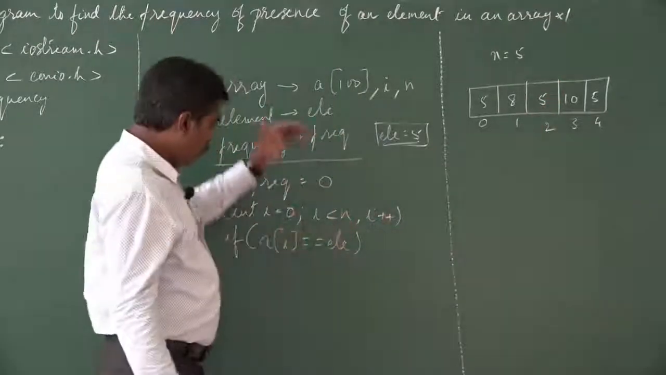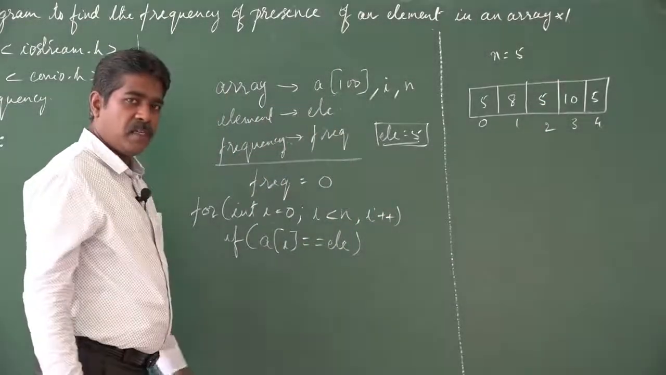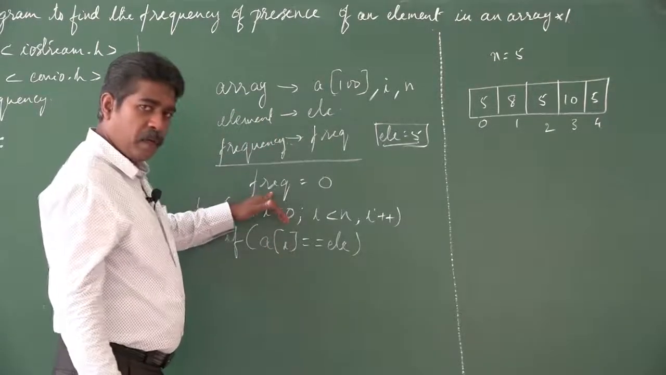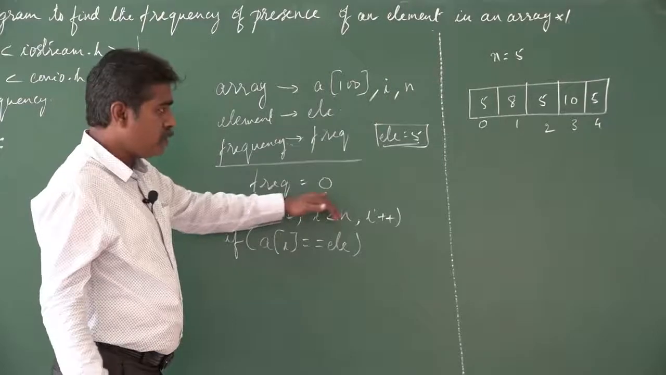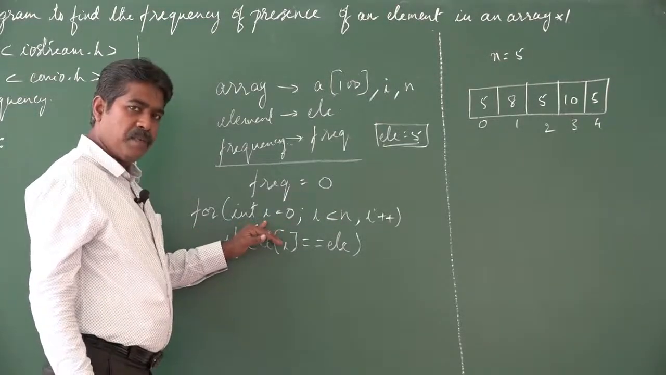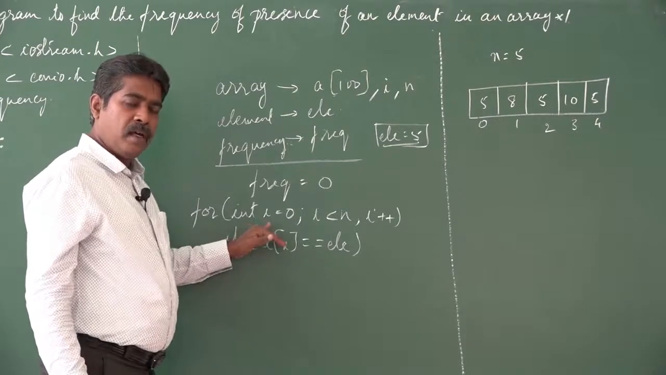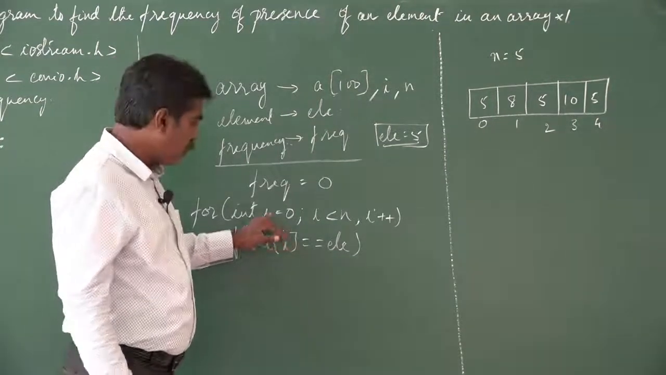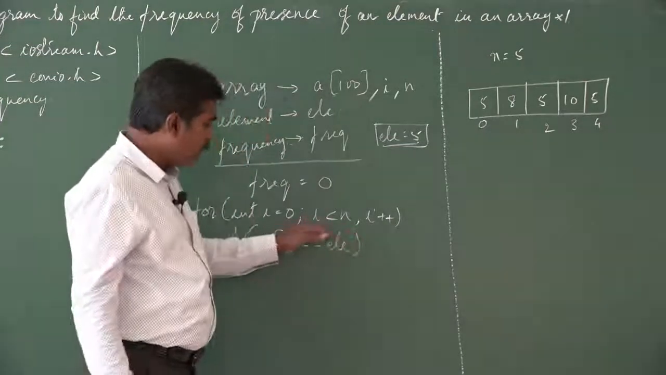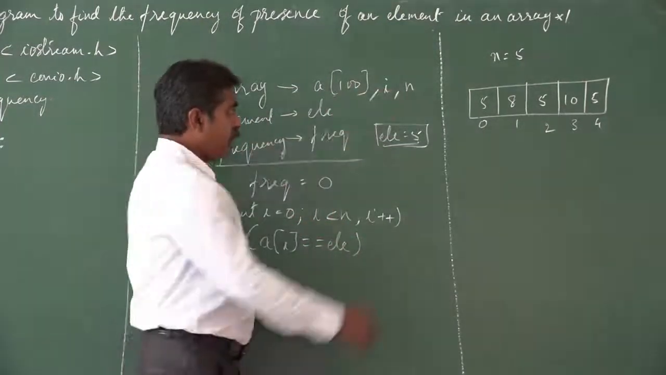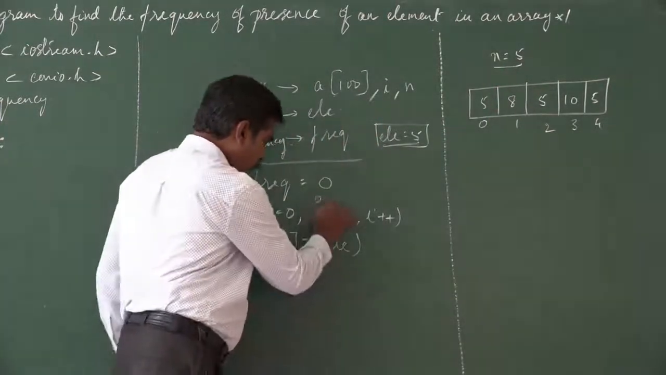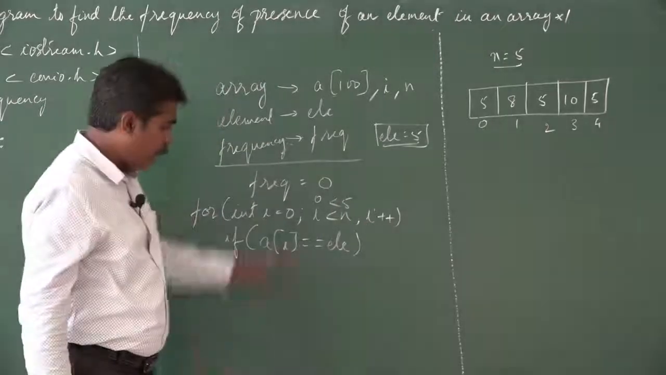Let us focus on the logic part as well as the execution. As the control enters, FREQ, the counter, is 0. Then int I equals 0, where I is a variable used for indexing, and the initial value we take is 0. Then 0 less than n. n's value for us we have taken as 5. So 0 less than 5, true, enters.